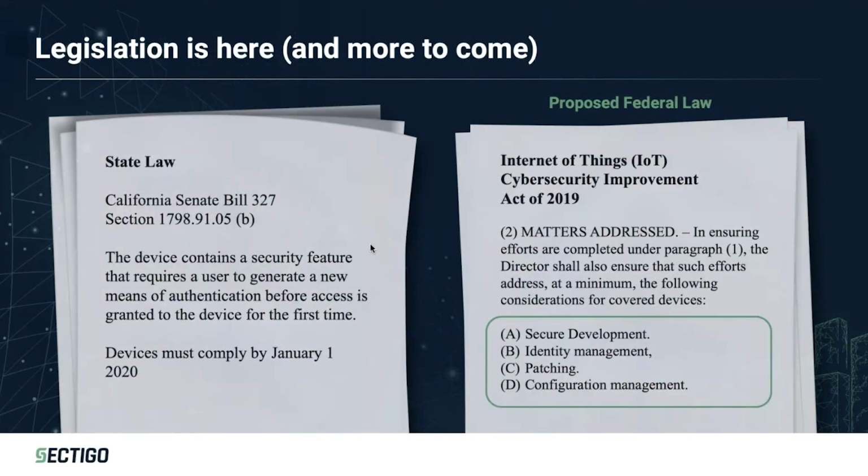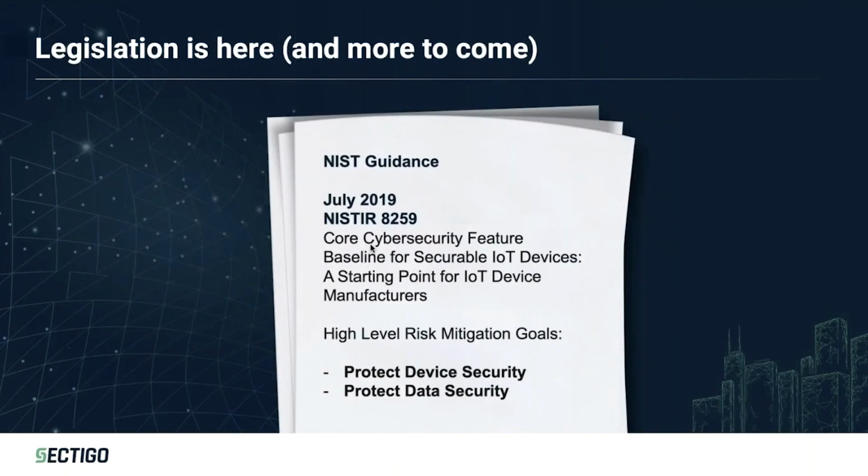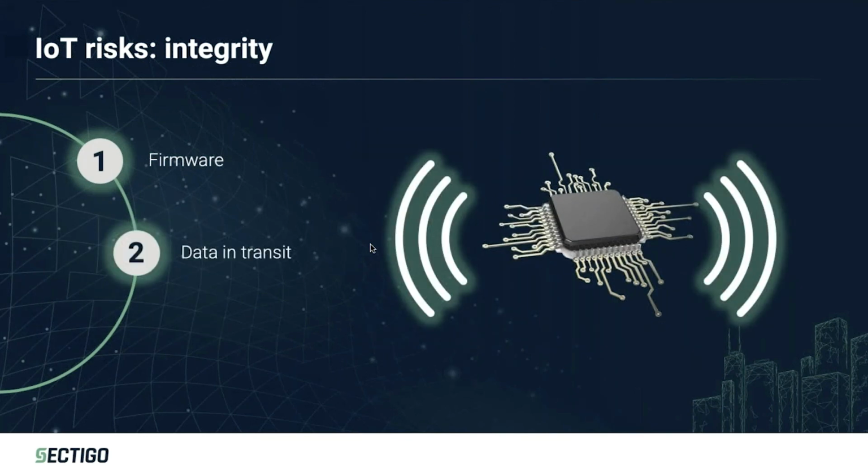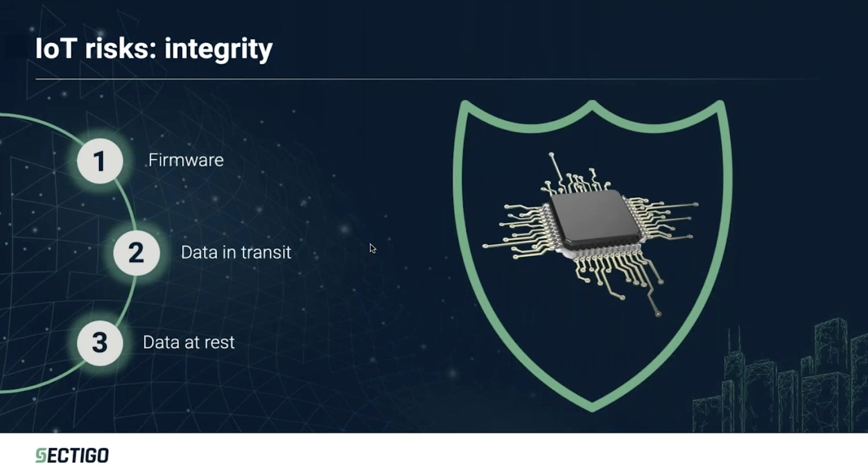And one of the guidance documents that the federal legislation is actually pointing to directly is the NIST guidance from July of 2019, which says that not only do you have to protect the data security, but also the device security as well. These are the highest level risk mitigation goals that the NIST guidance is proposing. So how do you actually do that? Well, you also need to protect the firmware of the device, you need to protect the data in transit, and you need to protect the data at rest. None of what is in the California legislation addresses this directly, but the US federal legislation does. And so therefore, the future legislation goes much, much further.